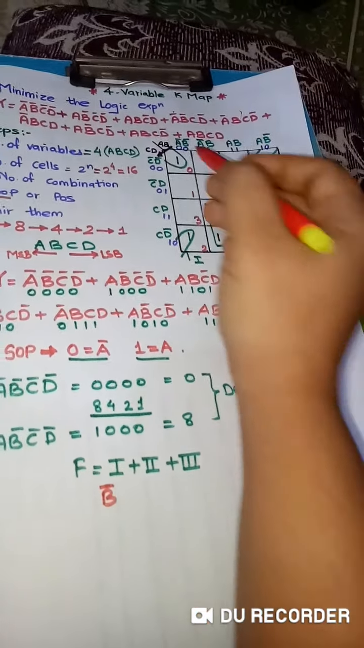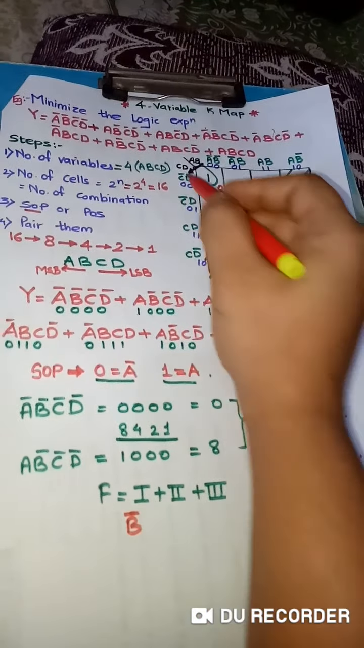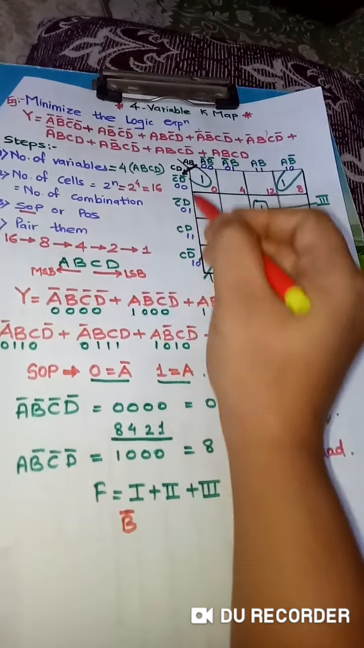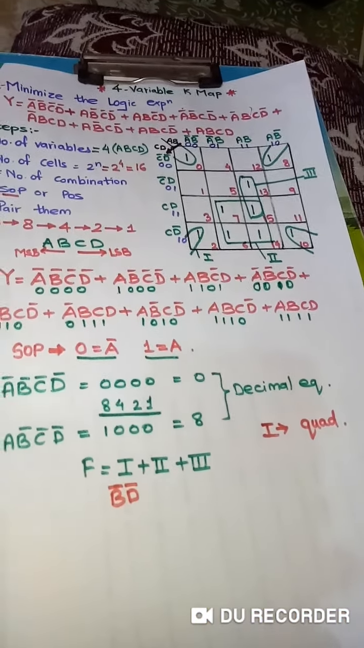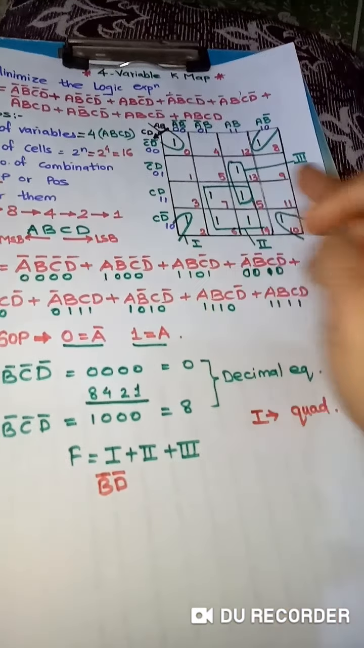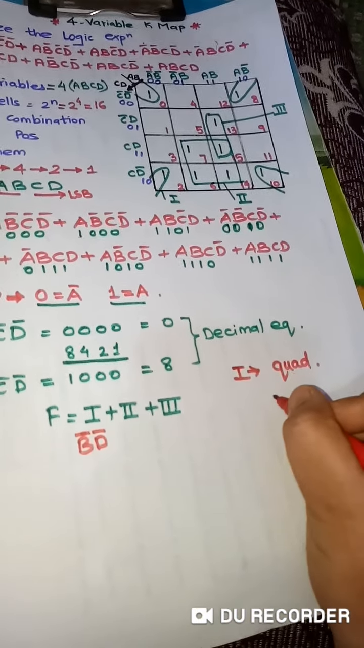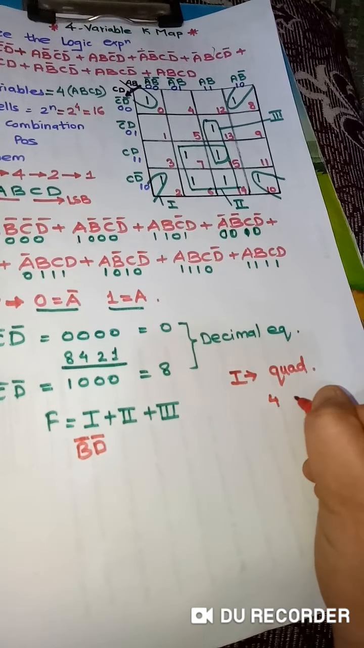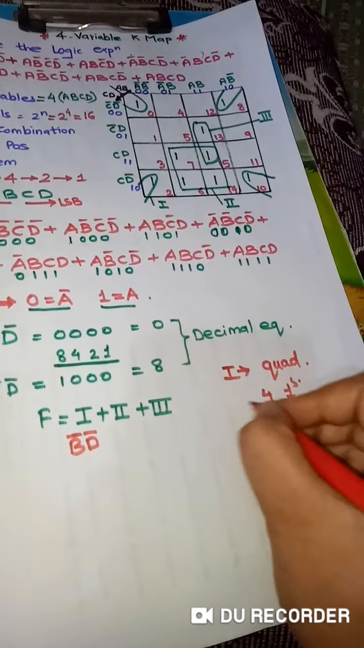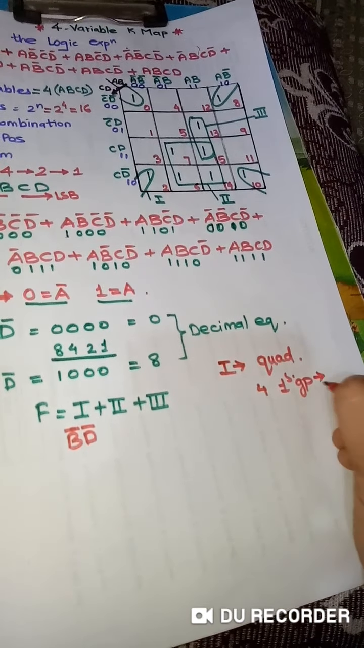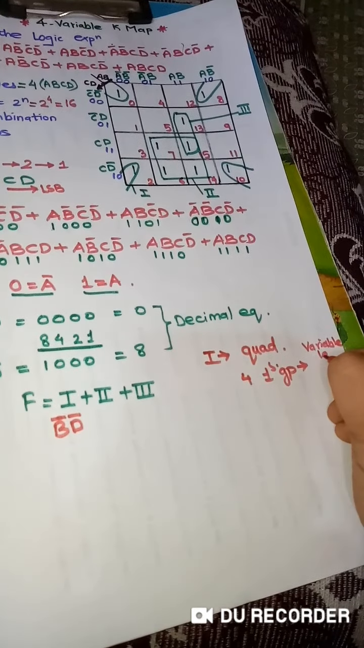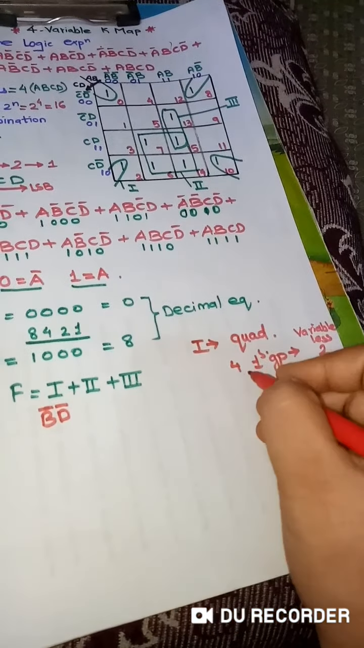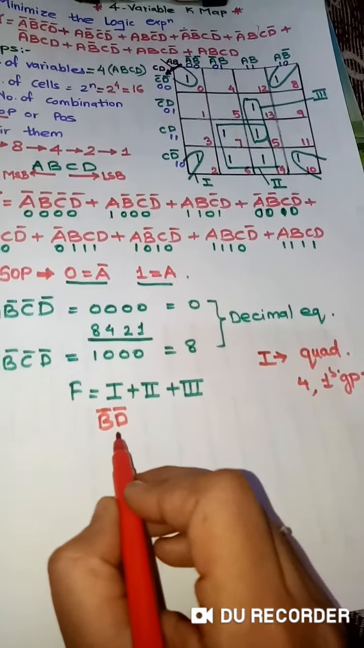Now I will see the rows. Rows are this row and this row, C bar, D bar and C, D bar. What is common again here? D bar. So this is how I get 2 common terms, and since it is a group of 4, we know by variable laws that if a group of 4 ones is there, how many variables are less? Variable less is 2, right? So for 4 ones group, 2 variables are less. We got only 2 variables, that is why.